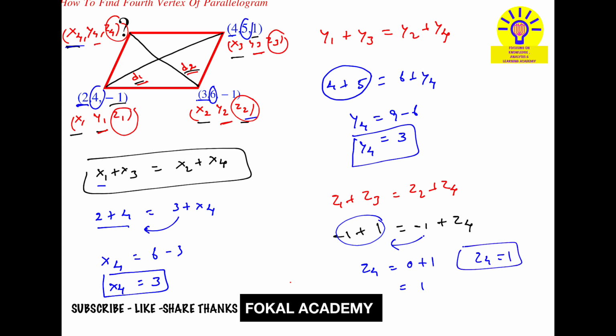So the x4, y4, z4 values are 3, comma 3, comma 1. So this is x4, y4, z4. So this is the fourth vertex, the required vertex for the given problem. And this is the process of simplification.